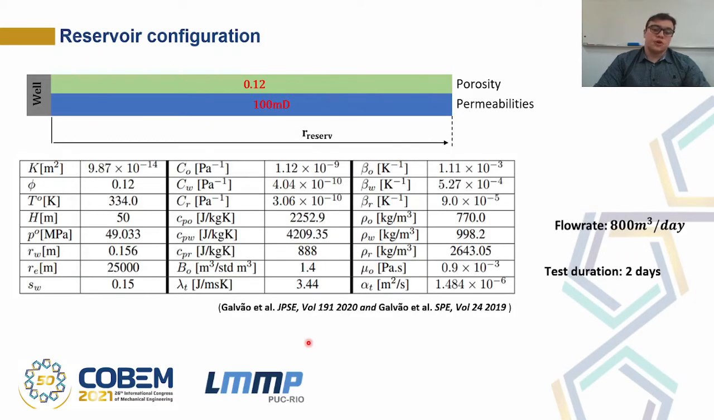The reservoir configuration analyzed was a homogeneous and single porosity cylindrical 1D reservoir. The observed data was captured considering 2 days of flow at a constant rate of 100 cubic meters per day, and the fluid properties and rock properties were extracted from Galvão's works.